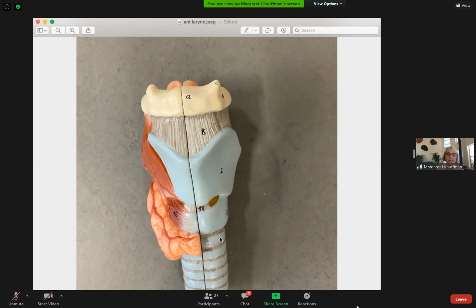So these rings are then the trachea. Once we get below the cricoid, you're in the trachea. This is the most inferior cartilage. Again, you don't need to know these muscles, or I don't ask about the thyroid gland, but of course that's how this one got its name.